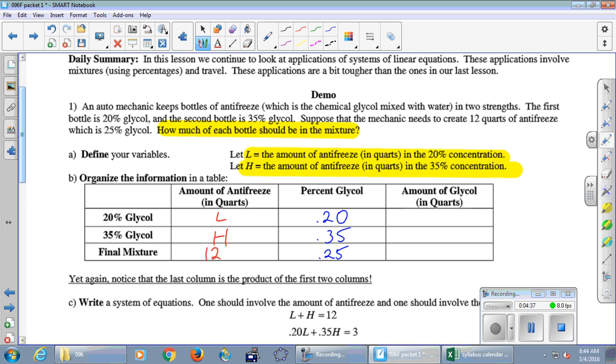Well, if 20% of this first bottle is glycol, then 20% of L is how much glycol you have in there. So we're just multiplying, right? 0.20 L. And in the next row, 0.35 H.